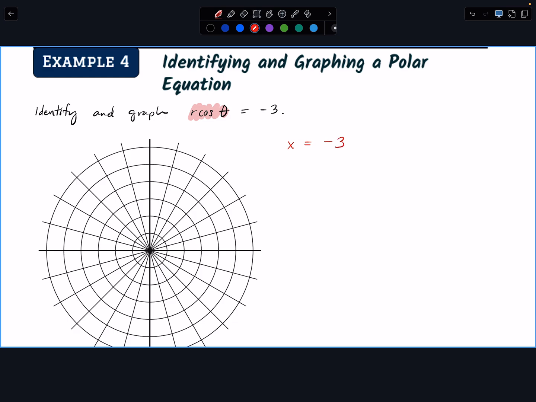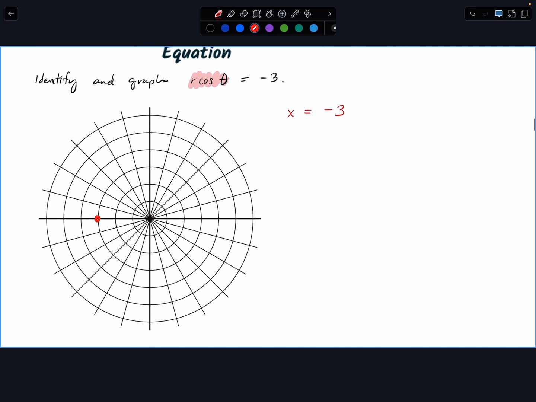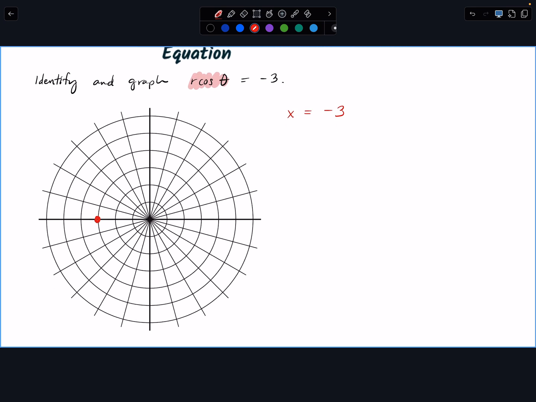So what does that look like on the xy plane? It goes up and down, right? So which direction from the pole am I going to move? Left. Good. Because x equals -3 is to the left of the center. So the same idea, I'm going to go out 1, 2, 3 radius lengths and plot a point from the center, right here. And then I'm just going to draw a vertical line that goes through that point. So this is the equation x equals -3.